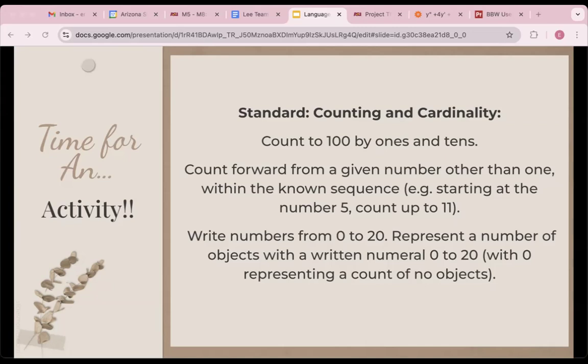Four. Five. Six. Seven. Eight. Nine. Ten. Okay, awesome. And we'll stop right there, friends.